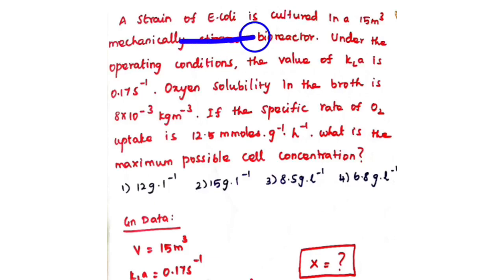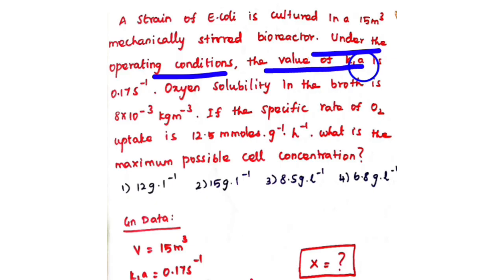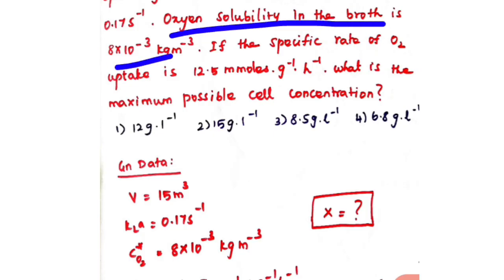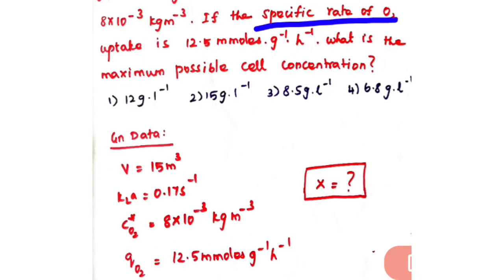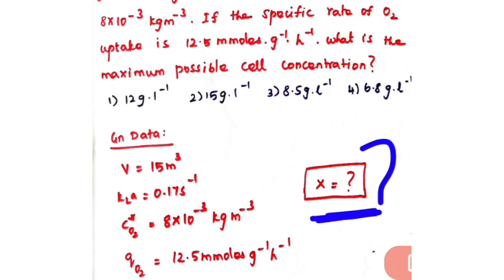A strain of E. coli is cultured in a 15 m³ mechanically agitated bioreactor. The volume of the reactor is 15 m³. Under the operating conditions, the value of KLa is 0.17 s⁻¹. Oxygen solubility in the broth is 8 × 10⁻³ kg per m³. If the specific rate of oxygen uptake, QO2, is 12.5 millimoles g⁻¹ h⁻¹, then what is the maximum possible cell concentration?